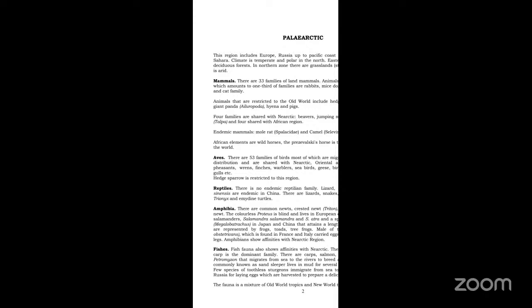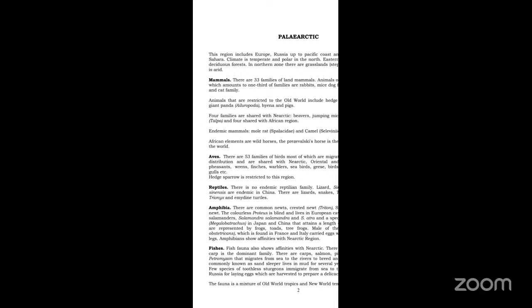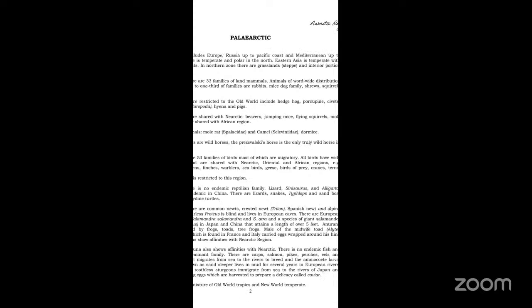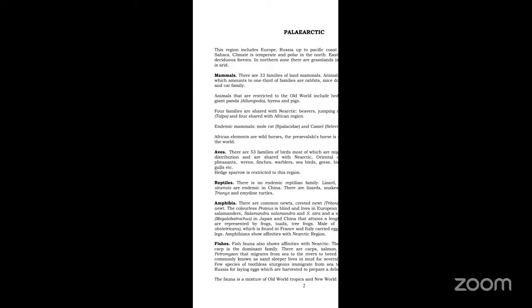So the Palearctic region includes what? It includes Europe, it includes Russia up to the Pacific coast, and also the Mediterranean up to the Sahara. Here the climate is temperate, and it is polar in nature in the northern region. In Eastern Asia it is temperate with a number of deciduous forests, and in the northern zone there are a number of grasslands called the steppes, and the interior portion of it is arid. With reference to the fauna, a number of fishes, amphibians, reptiles, apes, and mammals are present.